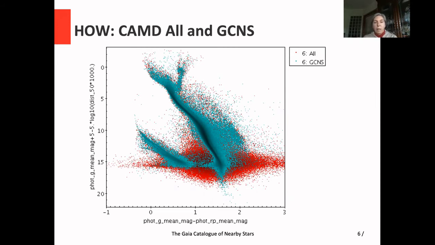And on the other hand, the bulk of rejected objects, the red points, fall in areas of the diagram which are usually empty, indicating that their parallaxes are unreliable. And this confirms the good sensitivity and robustness of our classification.